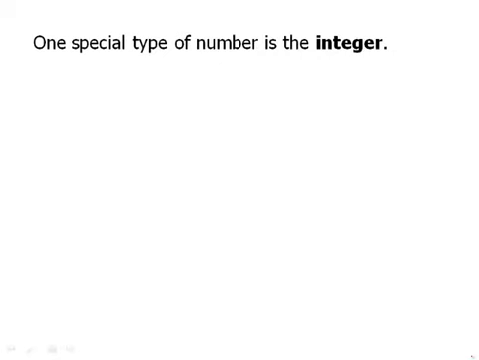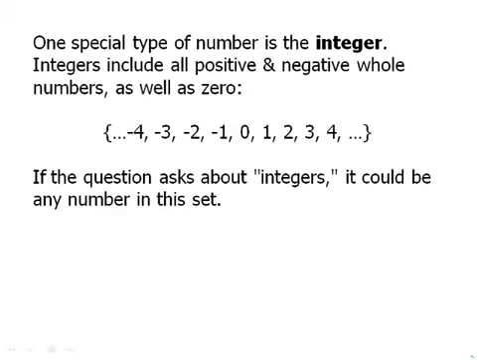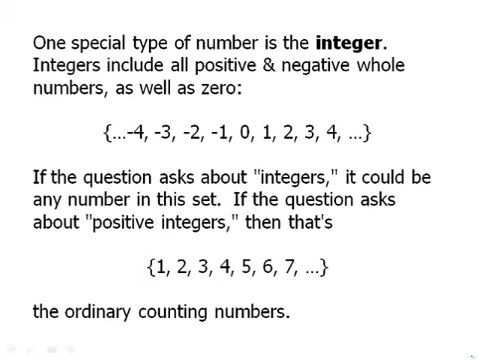One special type of number is the integer. Integers include all positive and negative whole numbers. If the question asks about integers, it could be any number in this set. It could be the positives or the negatives. If the question asks about positive integers, then that's ordinary counting numbers, 1, 2, 3, 4, 5, 6, etc. Very important to keep these three sets straight. Sometimes questions will ask about numbers, sometimes they'll ask about integers, sometimes they'll ask about positive integers. Those are three different sets. It's very important not to confuse them.